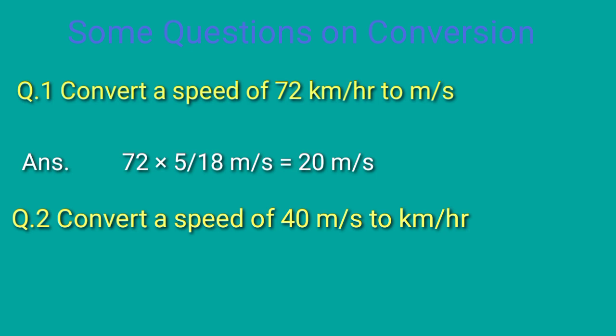Now let's see the second question. It says: convert a speed of 40 meter per second to kilometer per hour. When we are converting meter per second to kilometer per hour, we do 40 into 18 upon 5, so the answer will be 144 kilometer per hour. These were some questions based on conversion. Now we will do some questions based on speed, time and distance.